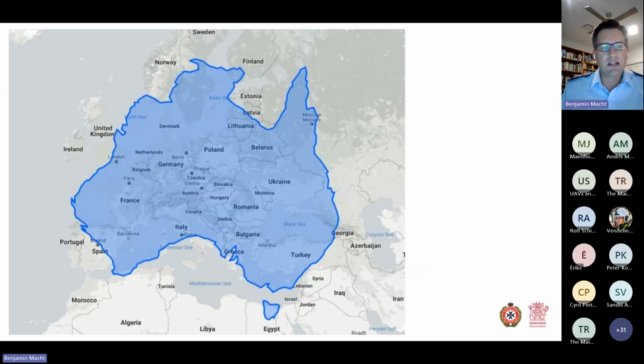I always like to start off by giving you a bit of an insight into the size of the country, the continent Australia. I've overlaid Australia over Europe, and it gives you a bit of an appreciation of the size of our country here down under. We are 1.5 times the size of Europe.